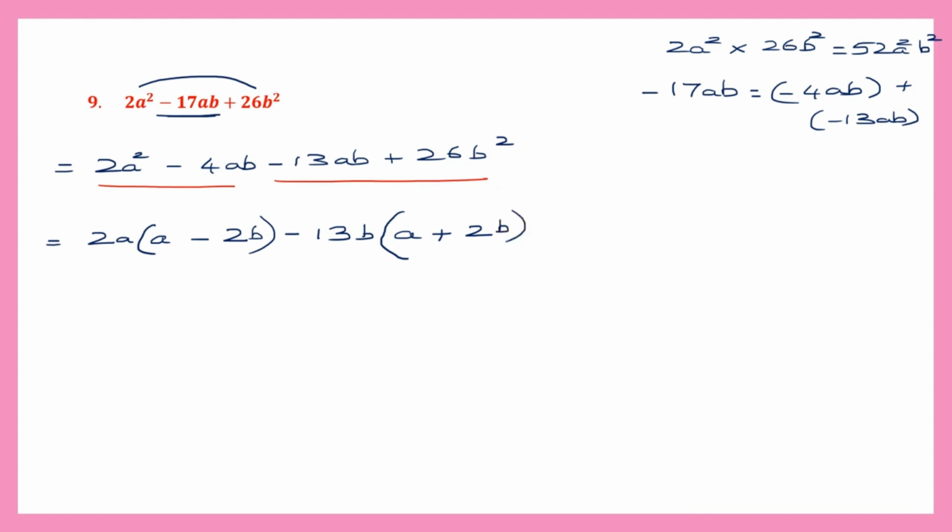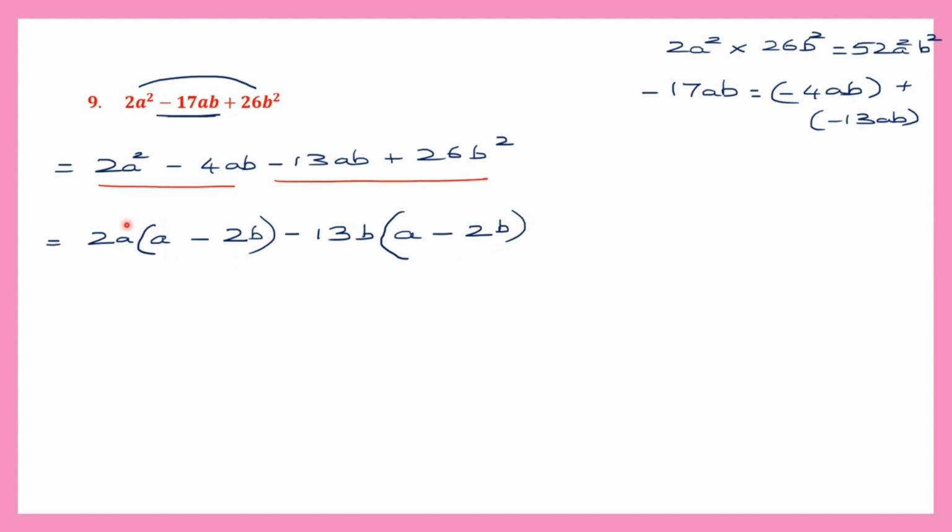So now, can you see this is a minus 2b and this is a plus 2b. So what has gone wrong here? This we have to change. This sign, instead of plus, we have to put a minus sign. Now you can check your answer and see. Minus into minus is plus. 13 into 2 is 26. b into b is b square. So here we have a minus 2b. Here also we should get a minus 2b.